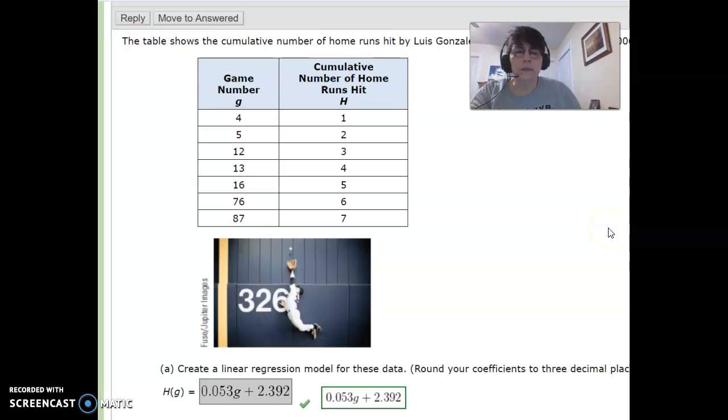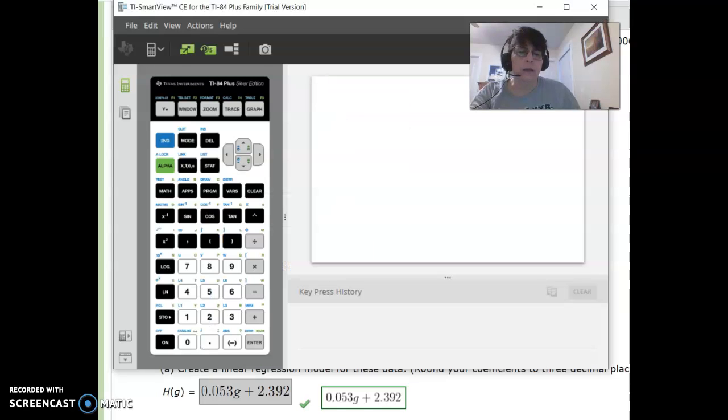Hello pre-calculus students. I was asked about finding a linear regression equation, so I'm going to show you two methods. Method number one is using your calculator. Method number two is using, well, I'm going to use Excel. You could use Google Sheets.